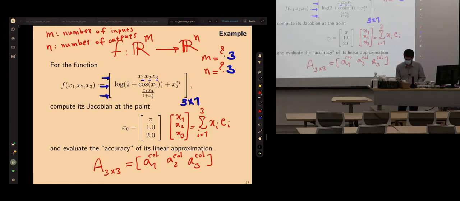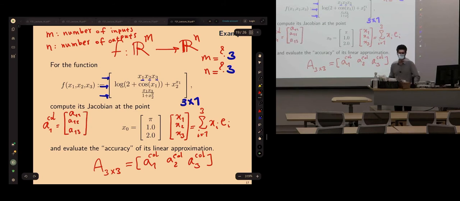So the second one is the rate of change of our vector-valued function along e2, and so on. Now, take the first column, for example. This column itself has 3 elements: 1,1, 2,1, 3,1. How do you interpret these 3 variables?